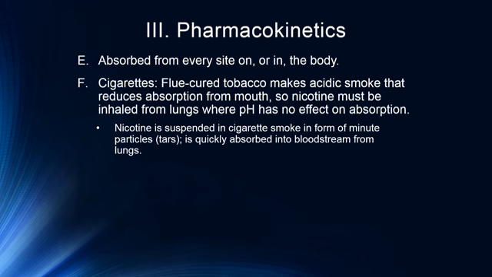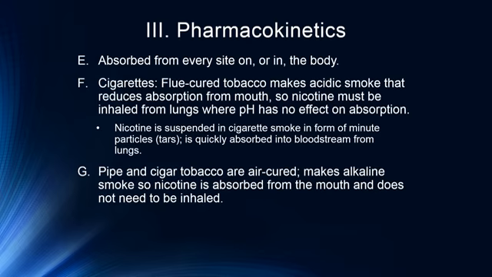Nicotine is suspended in cigarette smoke in the form of minute particles, or tars, and is quickly absorbed into the bloodstream from the lungs. Pipe and cigar tobacco are air-cured, and this makes an alkaline smoke, so that nicotine can be absorbed from the mouth and does not need to be inhaled. That's the biggest difference between cigarettes and pipe and cigar tobacco: cigarettes are inhaled, pipe and cigar tobacco are not.